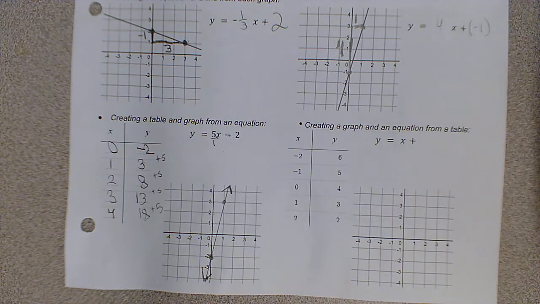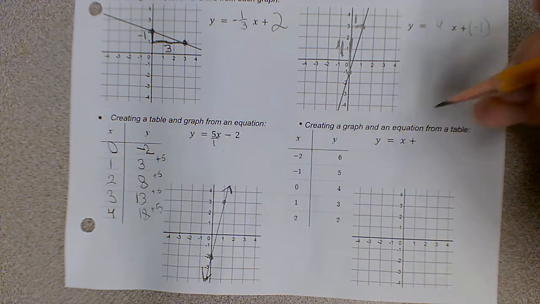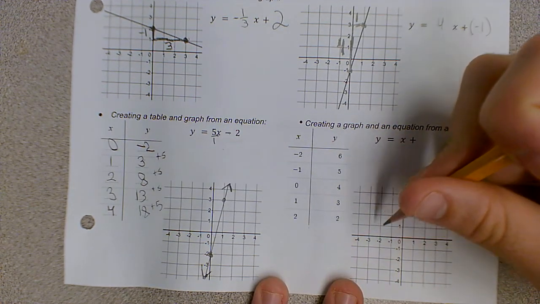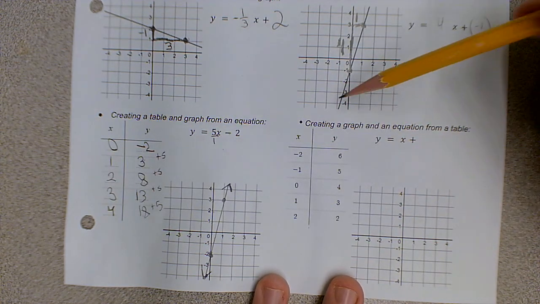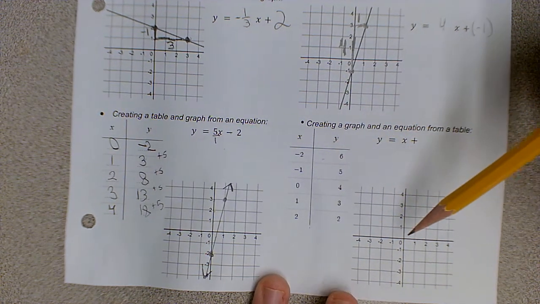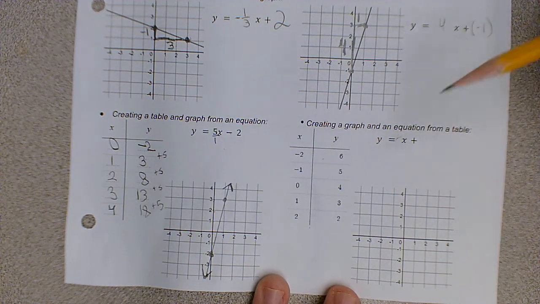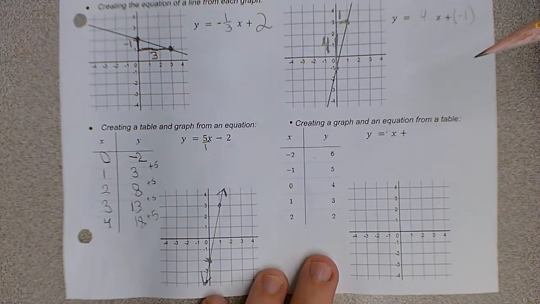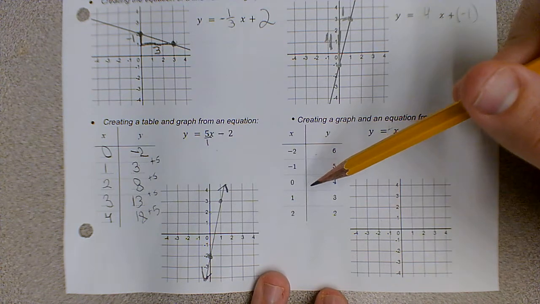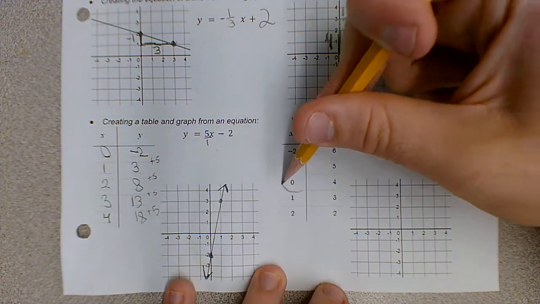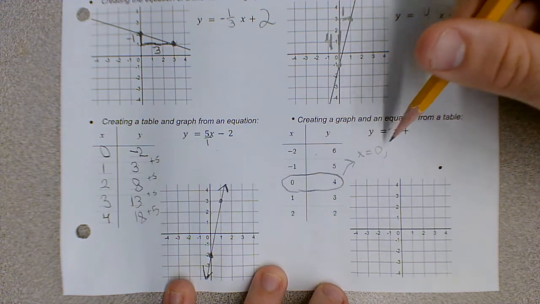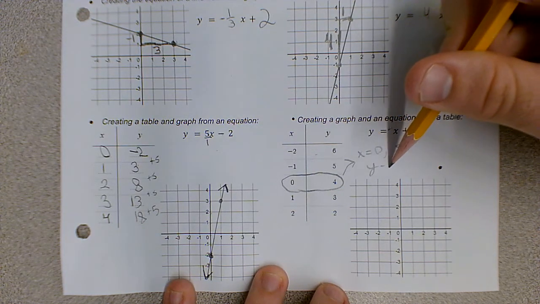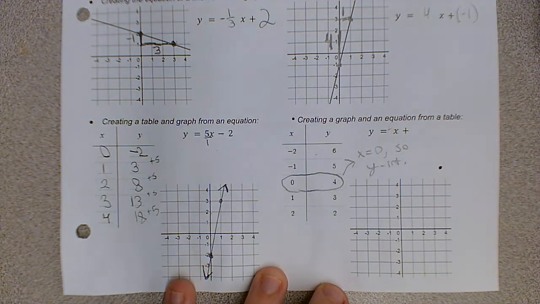Okay, so let's go to the next one. Sorry, let me start from the beginning. We're given a table. We want to do a graph and an equation. I'm actually going to go ahead and do my graph first again. I want to find my y-intercept. That's where x is 0. So this is my y-intercept.